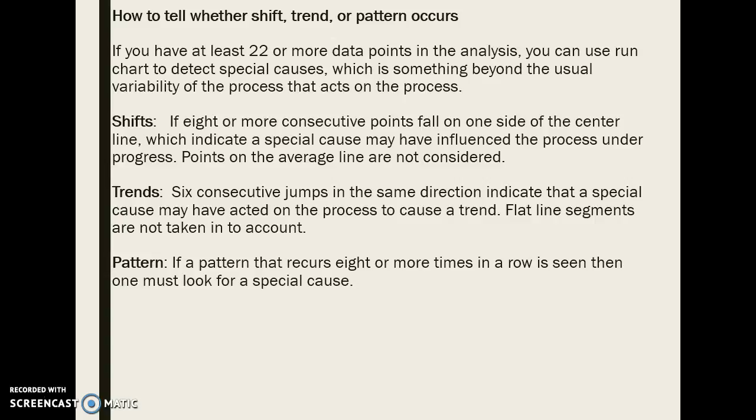After considering the minimum of 22 points, if we want to know where a shift occurs, we should see whether 8 or more consecutive points fall on one side of the center line, which indicates a special cause may have influenced the process in progress. Points on the average line are not considered. That is, points that fall exactly on the mean line or average line drawn within the graph are not considered for this shift study. Then the second point is trends.